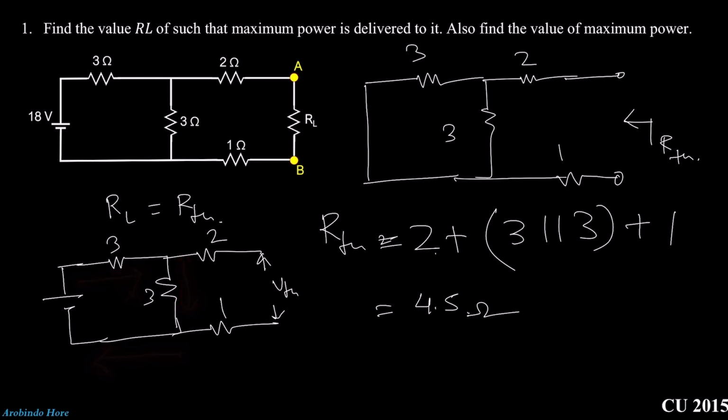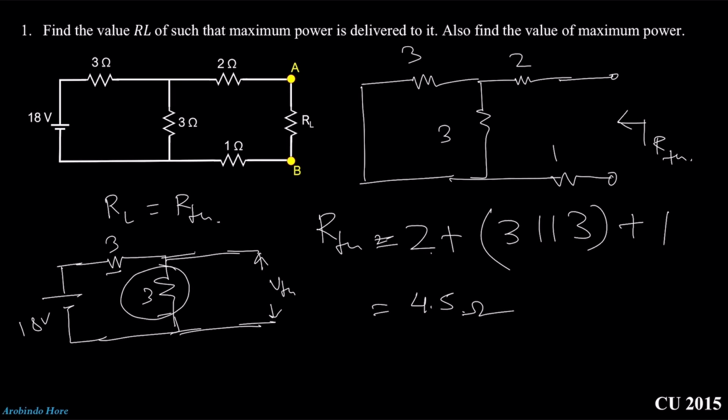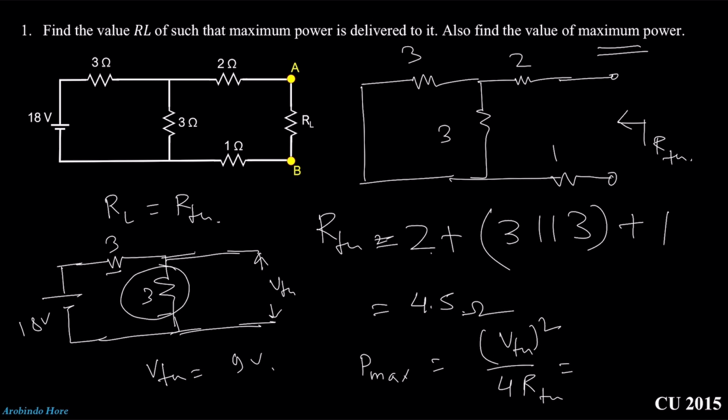So that means we can just remove these two resistances. The voltage VTH is nothing but the voltage across the 3 ohm resistance. Since these two resistances are the same, the voltage will be equally divided across them. So VTH will be 9 volt. Now they need the maximum power. So what is the value of maximum power? The maximum power P max will be VTH square divided by 4 into RTH or RL. Here 81 divided by 4 into 4.5, that means 18 watt. So this will be the answer.